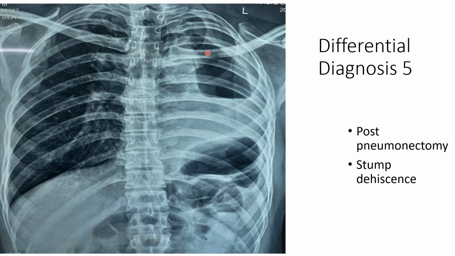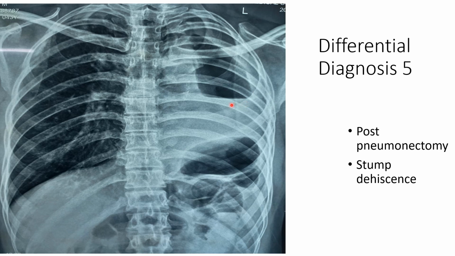Any new onset air fluid interface in a post-pneumonectomy X-ray indicates that air is leaking from the stump. This is the stump, the left main bronchus stump that the surgeons would have sutured. But if somehow air is leaking from the stump, then there will be an air fluid level. Because the air is leaking and already there is some fluid, so there is an air fluid level. It's one of the dangerous complications of post-pneumonectomy.